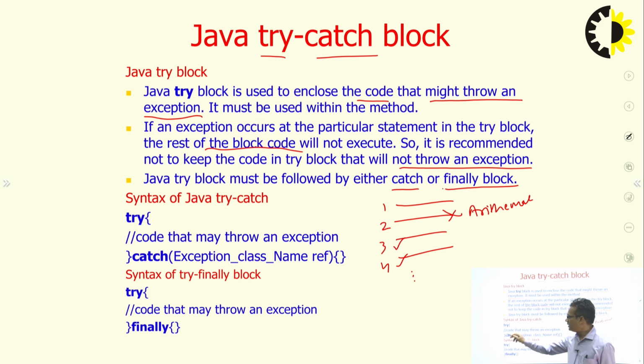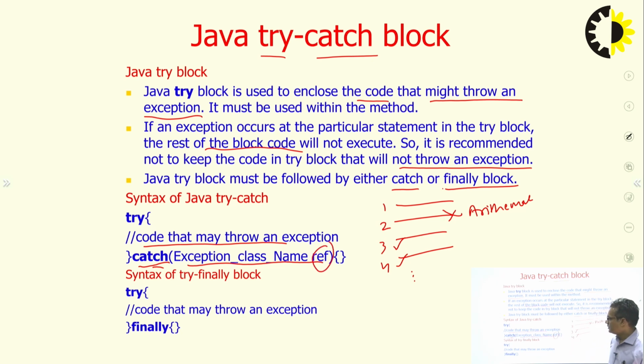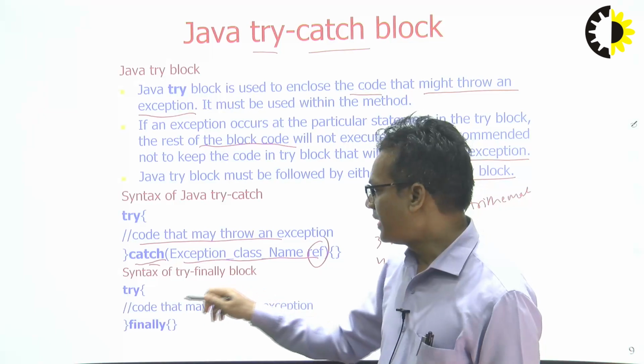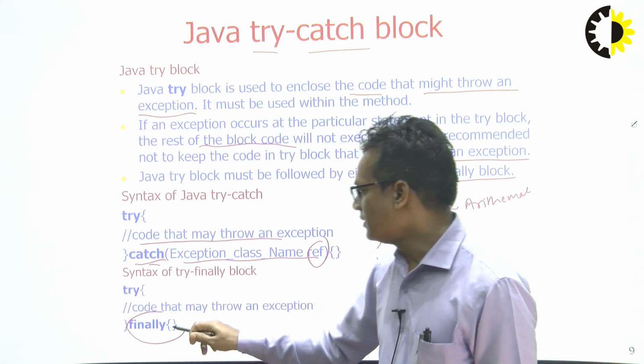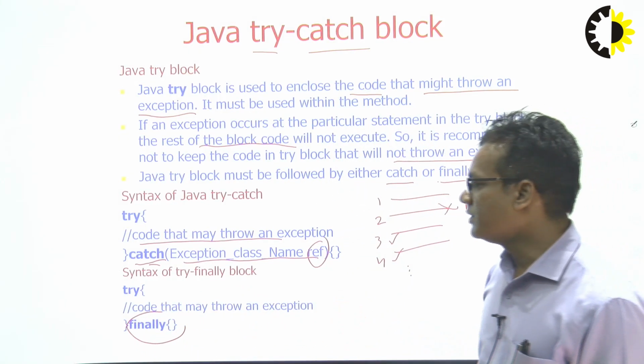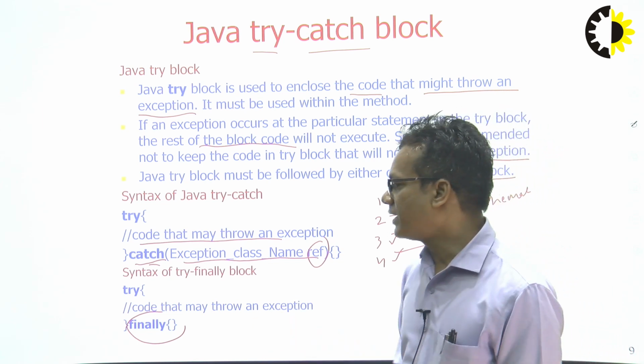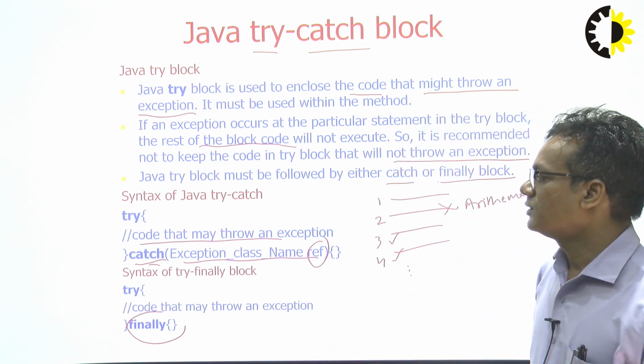Try holds the code that may throw an exception, and catch takes the exception's class name and a reference, right? The syntax of finally is, you just write finally here. The code that may throw an exception will come in try, and next is finally with the next code.